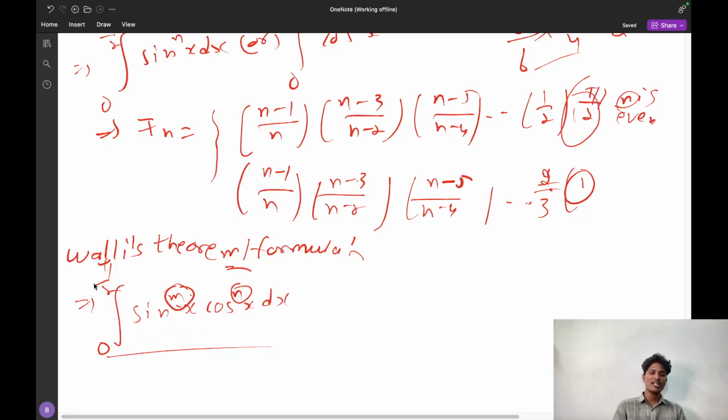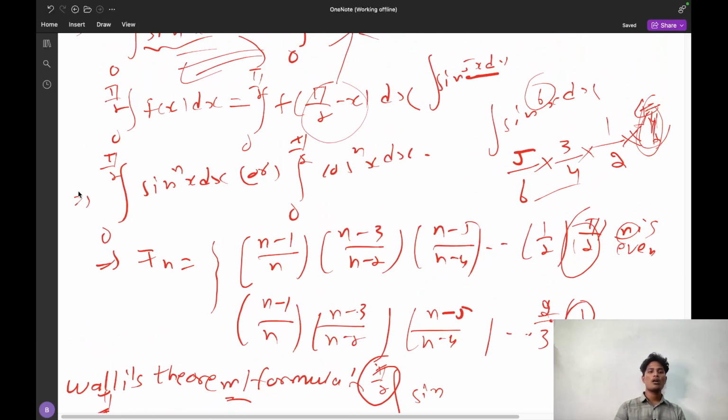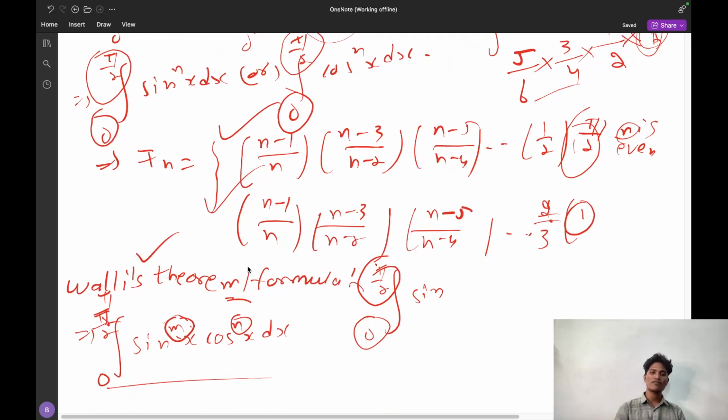But this is a definite integration, and they are expecting it like this, integral 0 to pi by 2. And it is very important, you have to remember the question should be in this format only, that is 0 to pi by 2. Then only the Wallis theorem or formula is applicable. In the above also, you can check it is from 0 to pi by 2 only. So when the integral is from 0 to pi by 2 only, these entire formulas are valid, and the Wallis theorem and Wallis formula is also valid when it is from 0 to pi by 2.